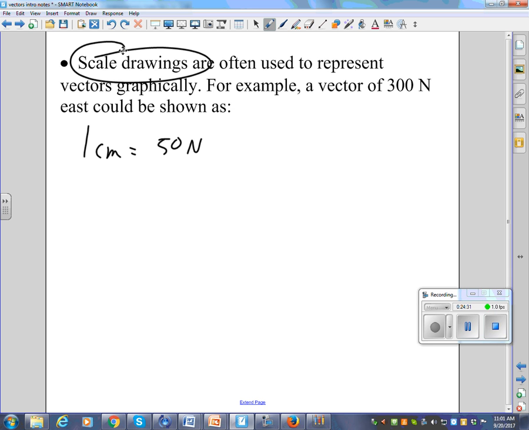So now I'm going to draw an arrow that is, and you get your ruler, and I have rulers here right away. You're going to draw an arrow that is 6 centimeters. How did you get the 6? 300 divided by 50. So 6 centimeters to the east. Don't worry about it if you don't have a ruler right now, I'll get you one. So that's sort of a simple one.